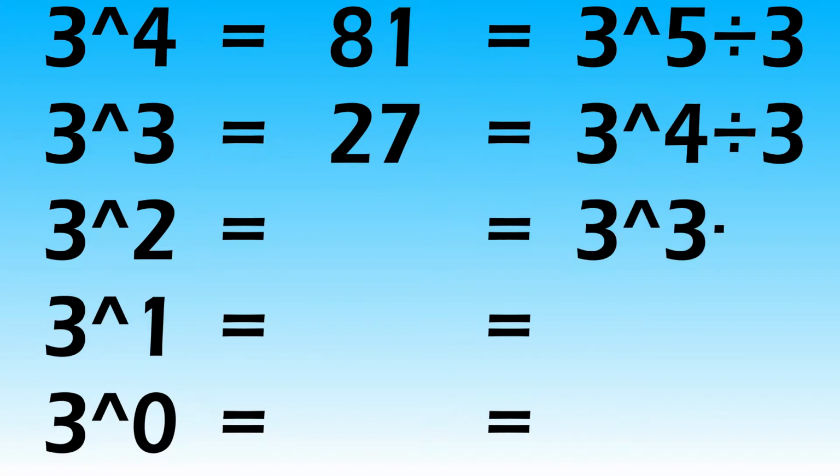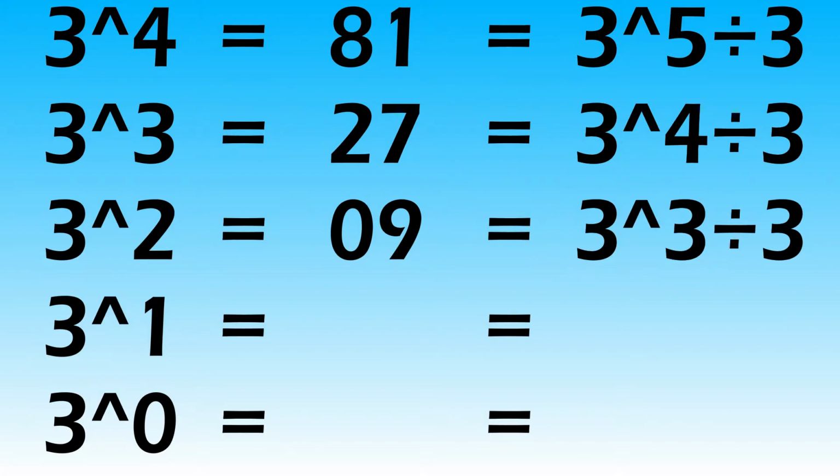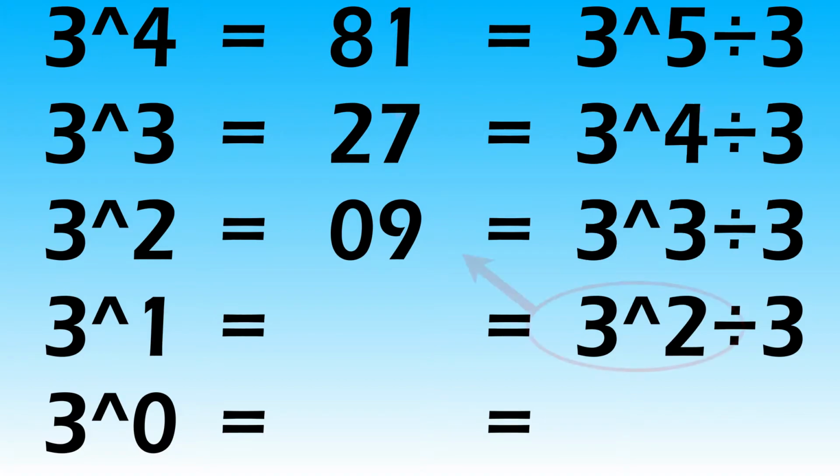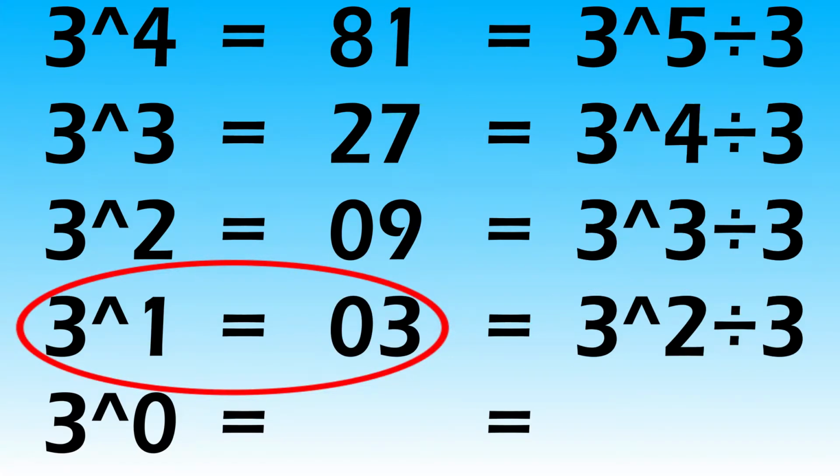Now how about 3 to the power of 2? Again, let's put this equation on the right and do 3 to the third divided by 3. Well, 3 to the power of 3 is 27, and 27 divided by 3 is 9. Going down again, how about 3 to the power of 1? Using the same pattern, 3 to the power of 2 is 9, and 9 divided by 3 is 3. And here we get the reasoning for why any number to the power of 1 is always itself. And now let's go down here.